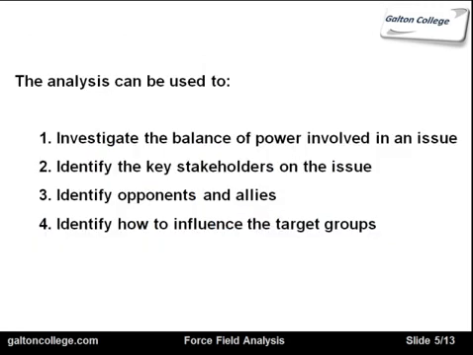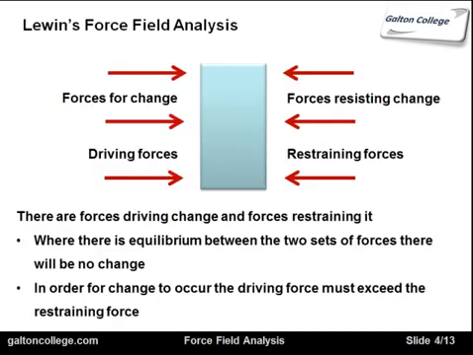Now, the analysis can be used to investigate the balance of power involved in the organization. It can be used to identify the key stakeholders on the issue: the workers, the shareholders, the managers, the consumer, the government, whoever. It can identify the opponents to change, who's resisting it and who is in favour, who are the allies. It identifies how to influence the target groups. So if we go back, all of those components are there.